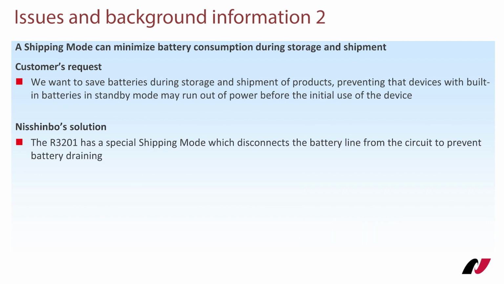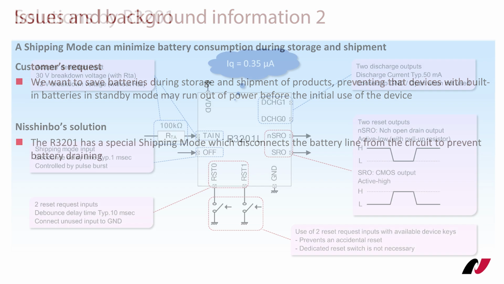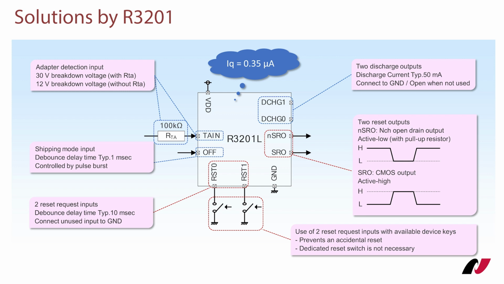Another important feature of the R3201 is the shipping mode. This kind of operation mode is very useful when the device is stored in a warehouse for a long time or during a shipment. Devices with internal or pre-installed batteries that are stored for too long in standby mode will drain the batteries and may be completely exhausted before being delivered to the customer for initial use. The IC has a number of control pins explained one by one.